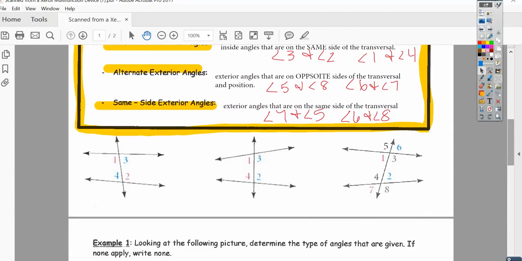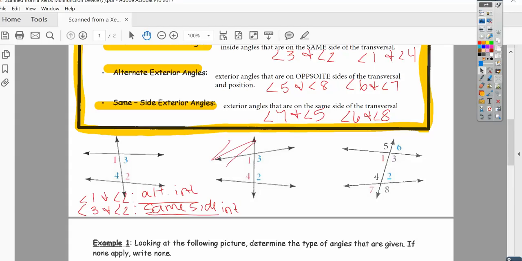So if we look down here at these examples, I'm going to give you a couple numbers, and I want you to tell me what they are. So I want to know what angle 1 and angle 2 are, and I want to know what angle 3 and angle 2 are. So I want to know what the relationship between angle 1 and angle 2 is. If you look at this picture, the relationship between angle 1 and angle 2 is they are alternate interior. Now what about angle 3 and angle 2? Angle 3 and angle 2, they are same side interior. And I'm okay with you abbreviating as long as I can understand what you're saying.